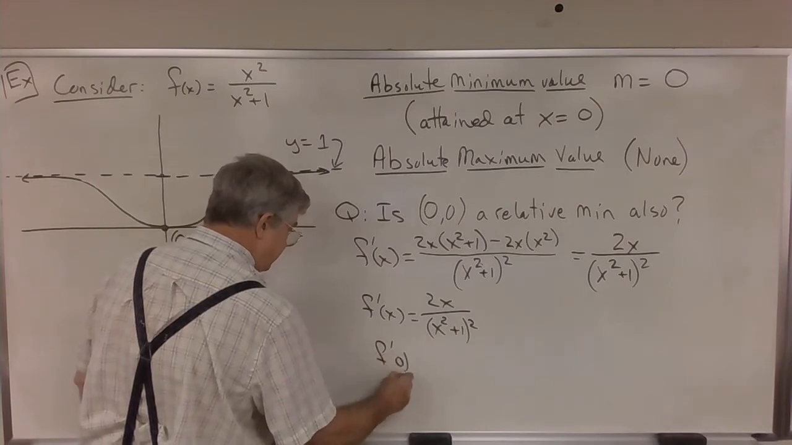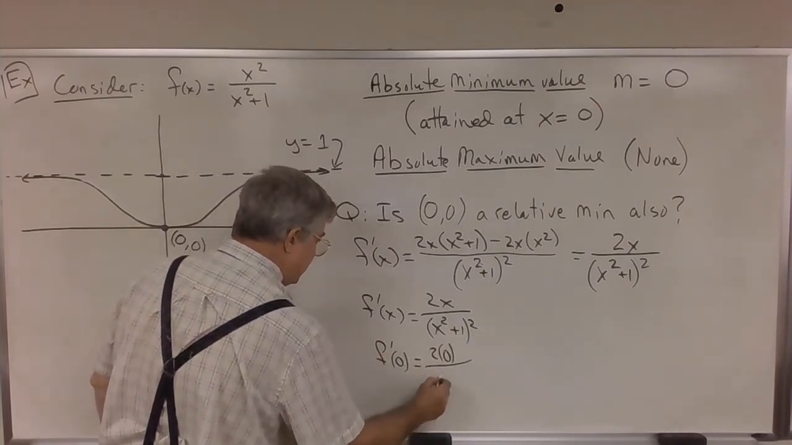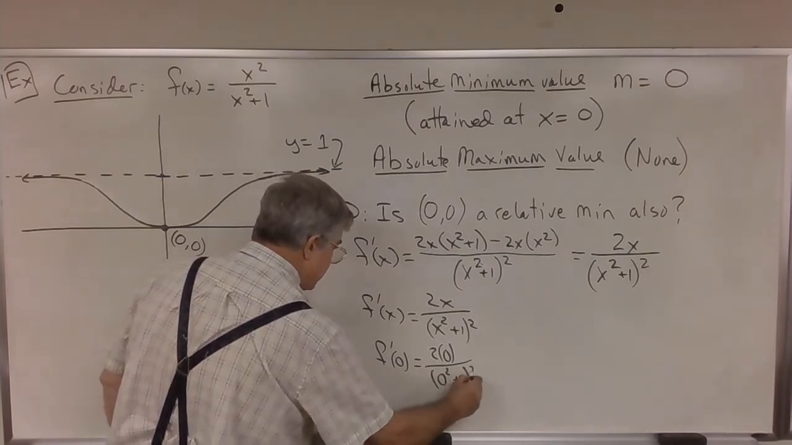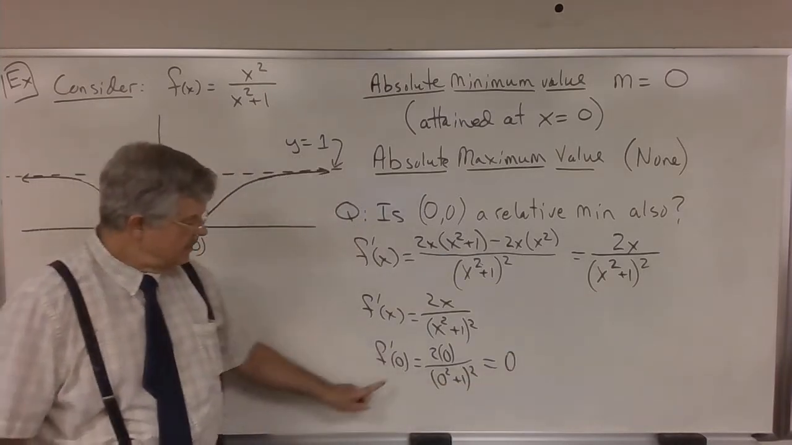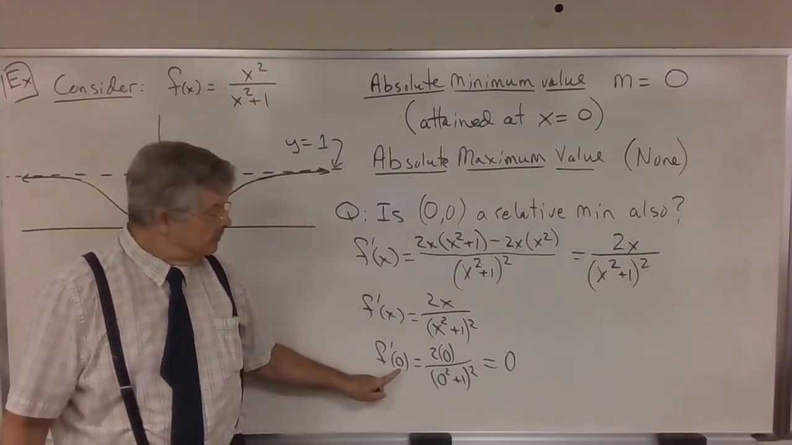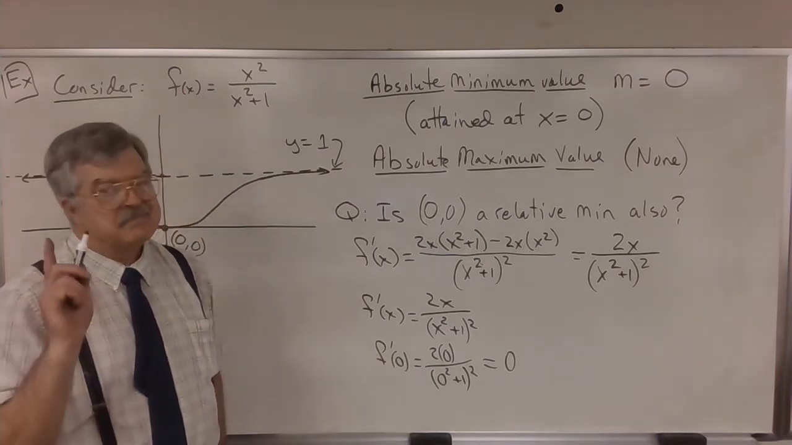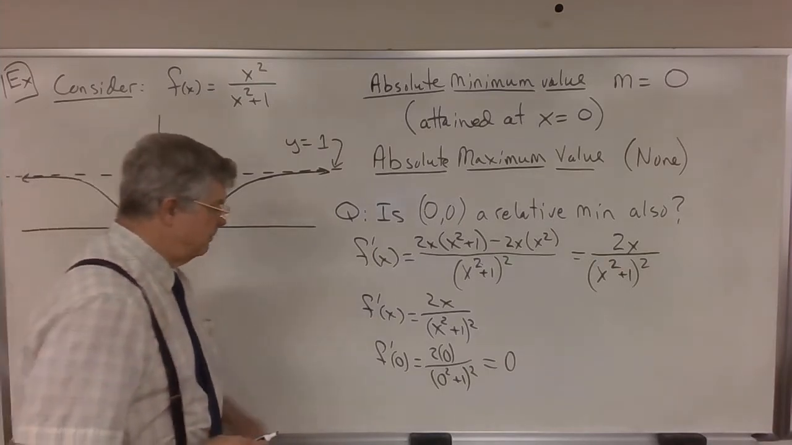And f prime of 0 is equal to 2 times 0 over 0 squared plus 1 squared, which is 0. We plug x equals 0 into the derivative and we get 0. That means that 0 is a critical number.